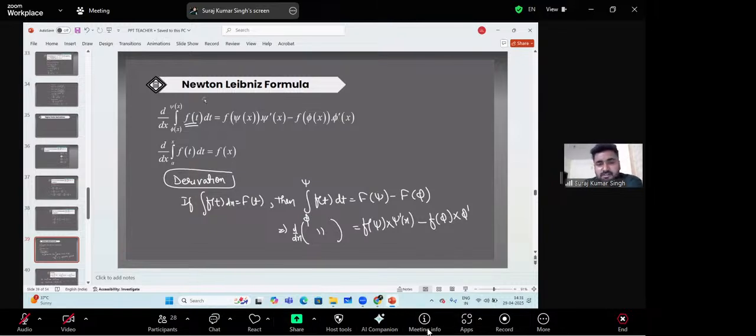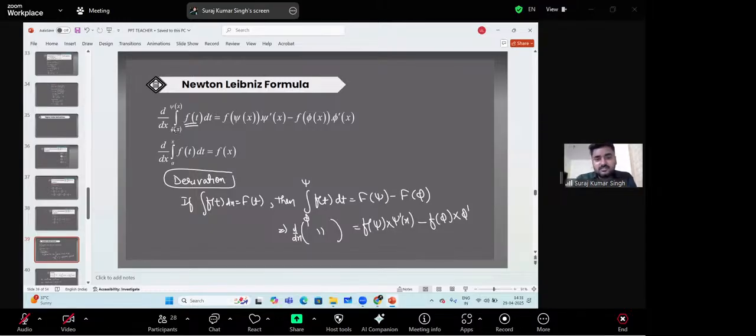So what is the Newton-Leibniz formula? It is a very, very easy formula. By using this formula and doing this type of question, we can easily score marks in JEE and also in other engineering exams.